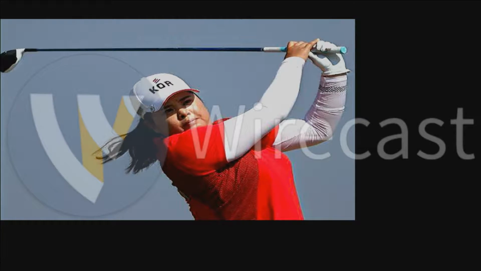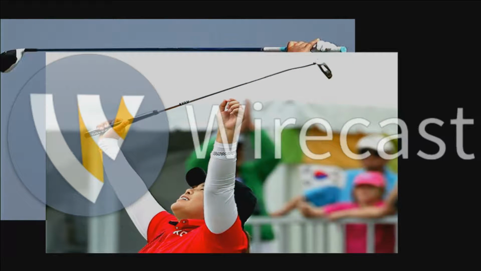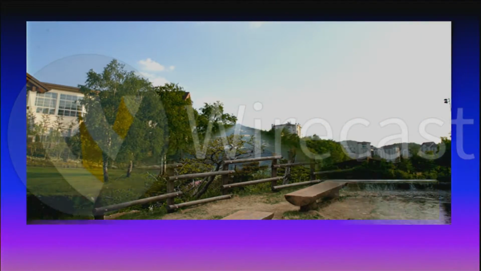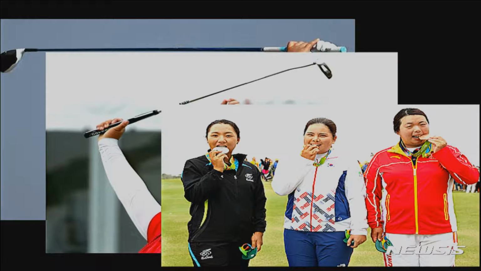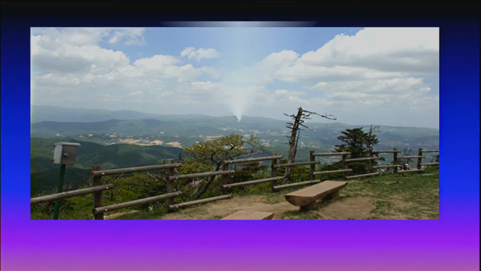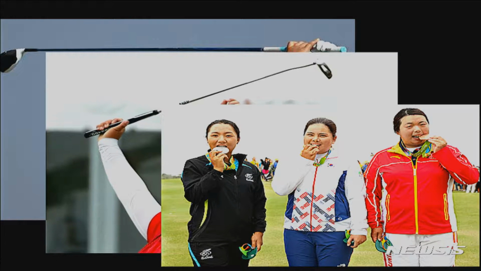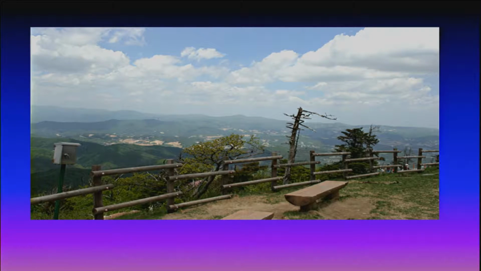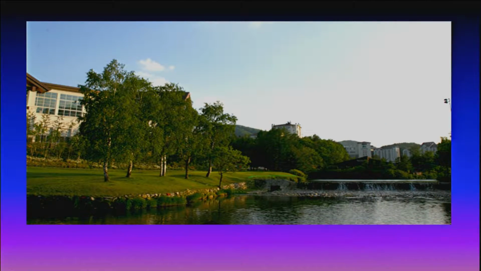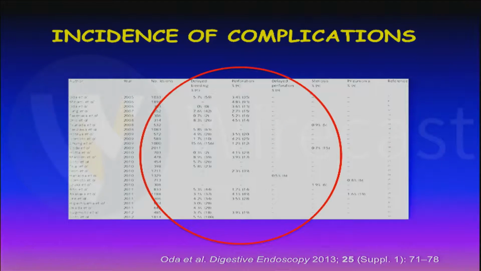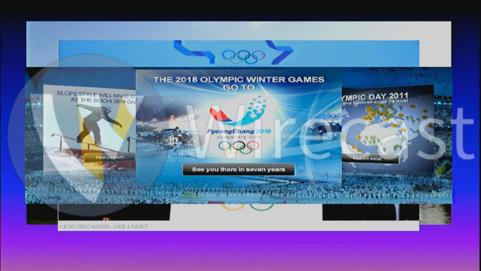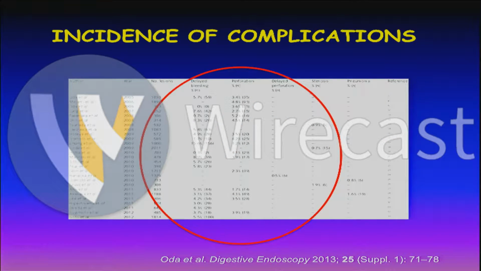Last summer we have the Summer Olympic Game in Rio de Janeiro. I'm sorry. She's the first lady champion of private golf. All Asian gold medal, silver medal, and bronze medal. And next Winter Olympic Game was held in Pyeongchang, Korea, in 2018. If possible, join this Winter Olympic Game and enjoy this Olympic.